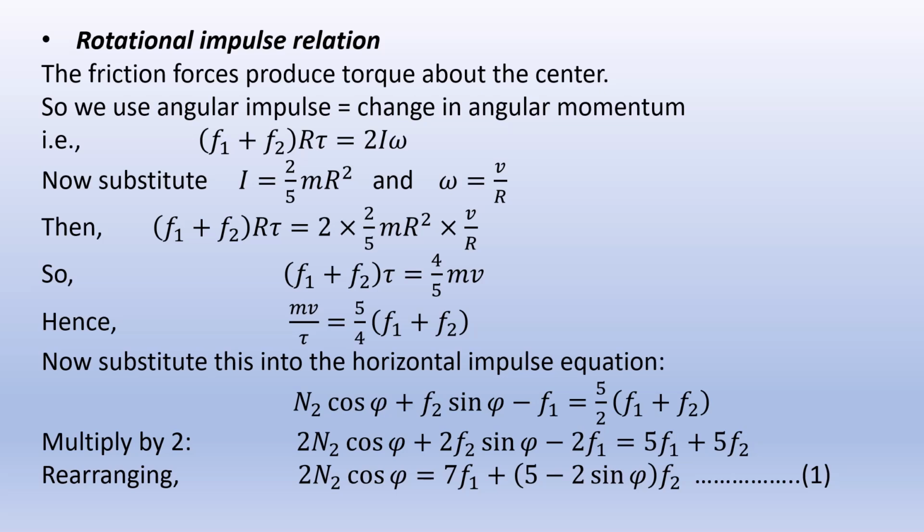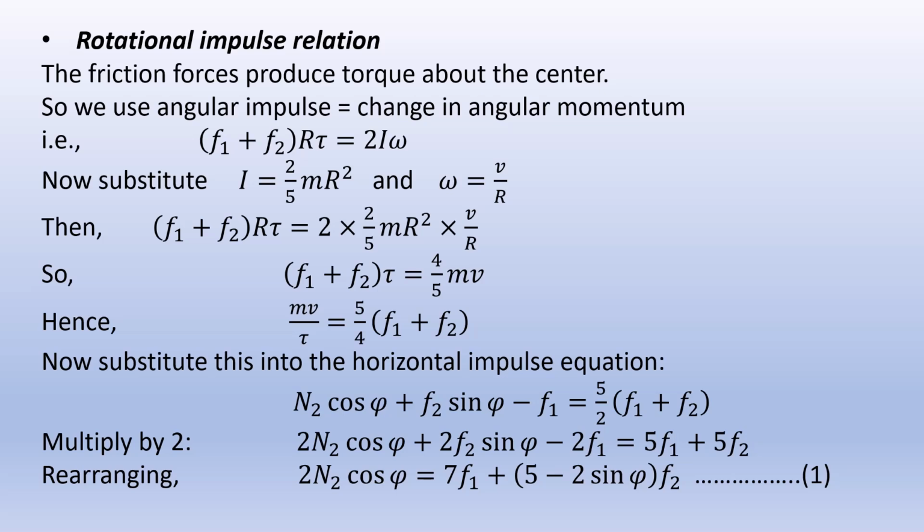Now we substitute the moment of inertia of the solid sphere, that is I is equal to 2 upon 5 times mr squared, and from the rolling condition omega is equal to v upon r. So the equation becomes (F1 plus F2) times r times tau is equal to 2 times 2 upon 5 times mr squared times v upon r, and after simplifying we get (F1 plus F2) times tau is equal to 4 upon 5 times m times v, that is mv upon tau is equal to 5 upon 4 times (F1 plus F2).